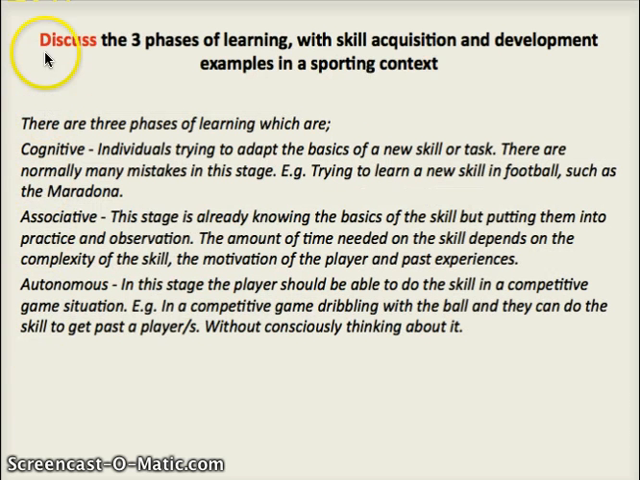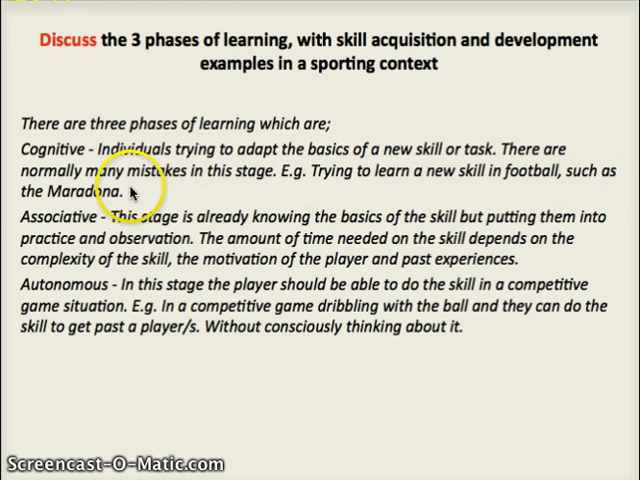This answer, we're looking at the discussion for the three phases of learning. We can see here there's some information on cognitive, some information on associative, and some information on autonomous. Now, as you read this answer, and you can pause the video at this point, you'll see that each of those parts of the answer provide very descriptive information, and in some cases a little bit of minimal specific exemplary information.